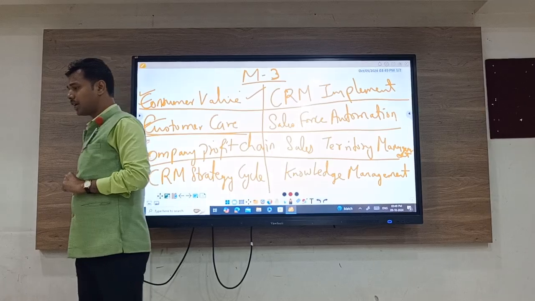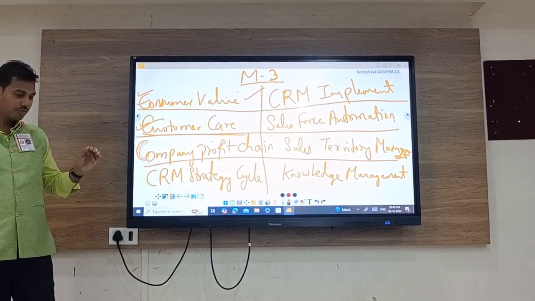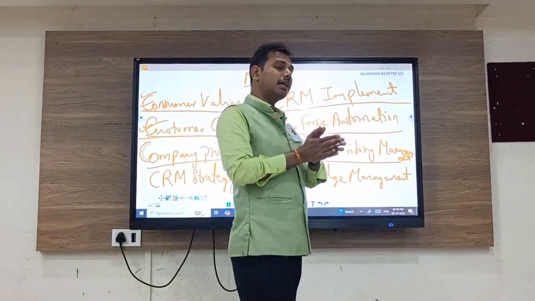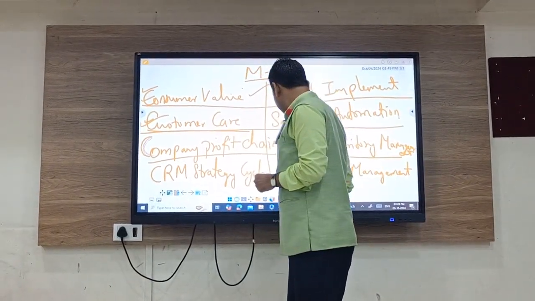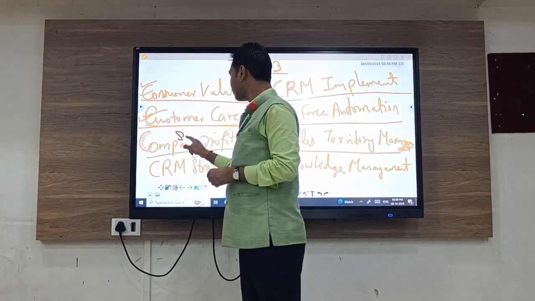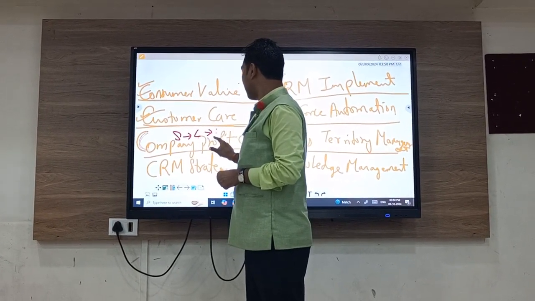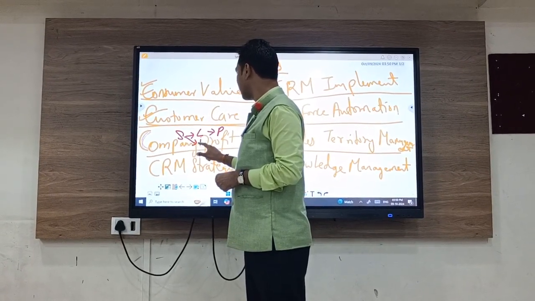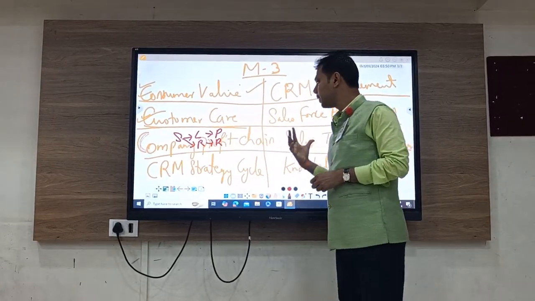So let us try to understand what exactly the company profit chain refers to. The company profit chain is a theory which says that there is a link between satisfaction, then loyalty and profit, which means there is a link between customer satisfaction, retention and revenue. That is nothing but the company profit chain.